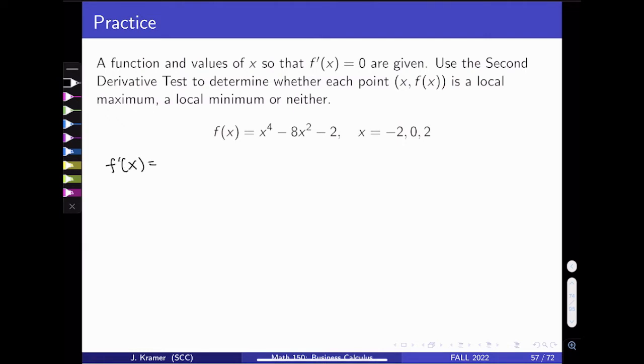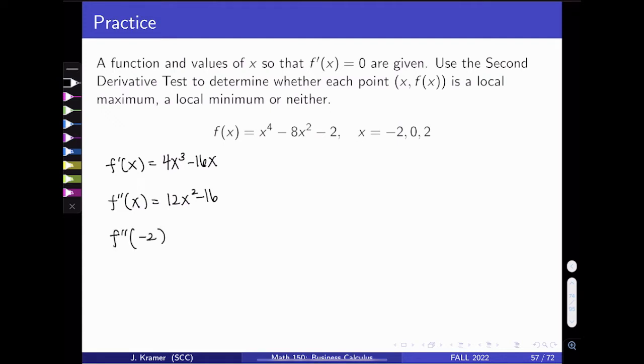So the first derivative is 4x cubed minus 16x, and then the derivative of negative 2 is 0. The second derivative is 12x squared minus 16. Then we'll use the second derivative test to identify if negative 2, 0, and 2 are a maximum, minimum, or neither. We'll do that by evaluating the second derivative at each of those numbers.